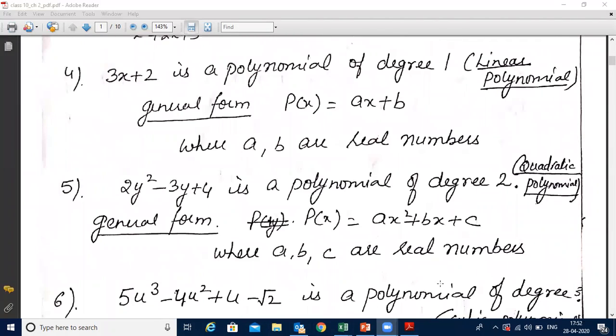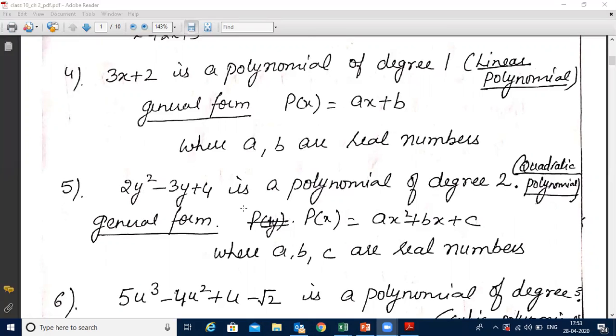Now see, 2y square minus 3y plus 4 is a polynomial of degree 2 because the highest power of the variable here is 2. In the first term, the power of the variable is 2. In the next term, the power is 1. The third term is a constant term and the power of the variable is 0 here. So the maximum power of the variable is 2, so the degree of this polynomial is 2.